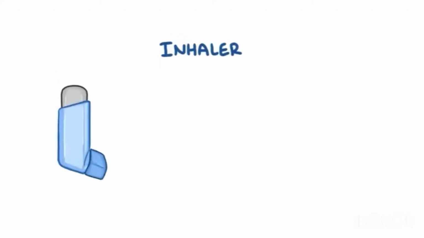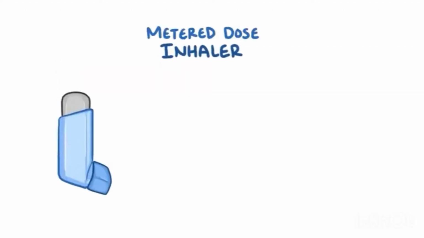Okay, now what are the types of inhalers? There are mainly five types of inhalers, which are dry inhalers, metered dose inhalers, nebulizers, smart inhalers, etc. So that's all. I will tell you about the procedure, how to use it, in the video. See the video.